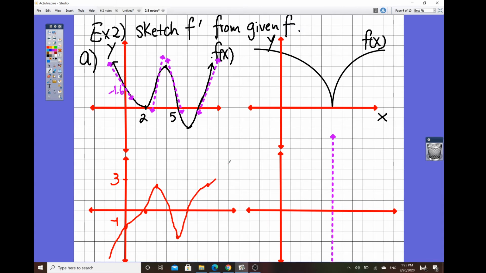Another way that I can check this, you can always check the power. So it's 1, 2, 3, 4, 4 different changes. And this one's only 1, 2, 3. 3 changes: increasing, decreasing, increasing. And the power of the derivative is always considered 1 degree less compared to the power of the original function.